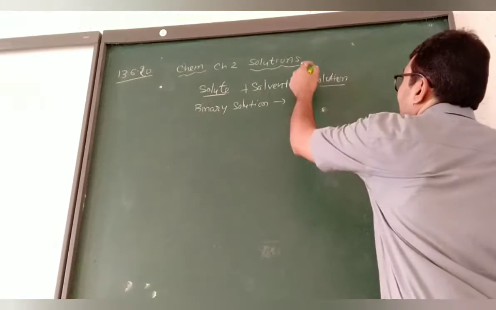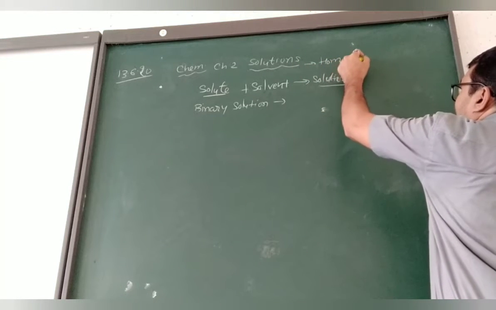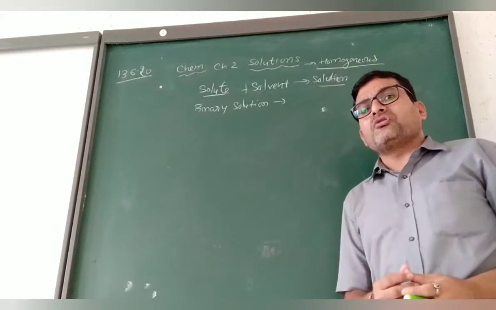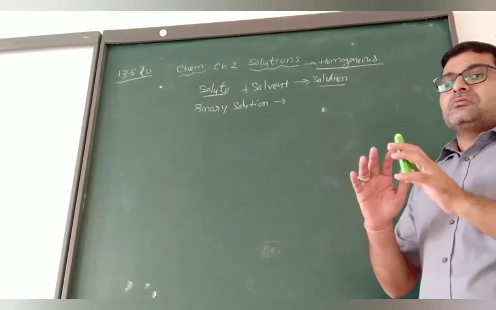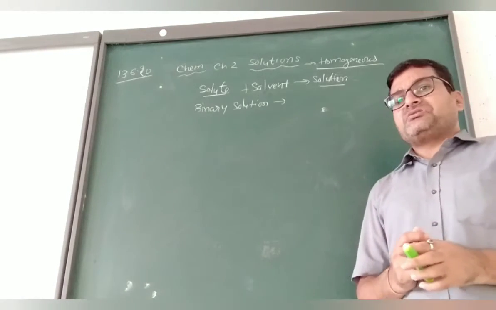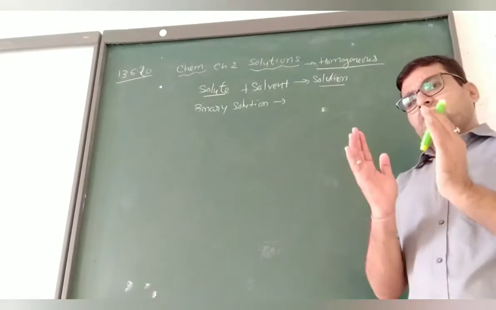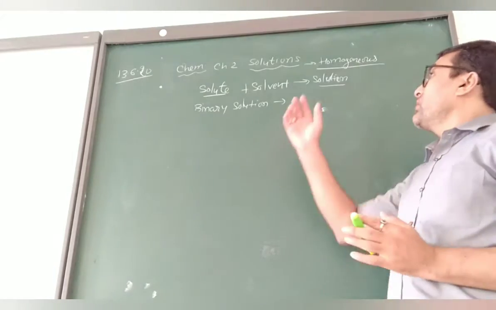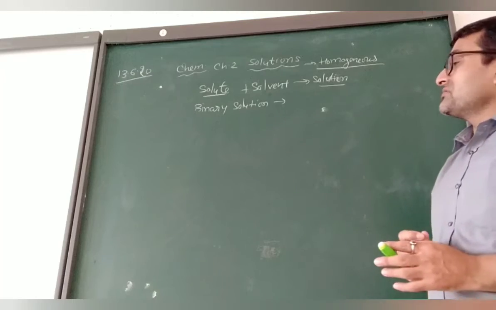Solutions, as we said, are homogeneous mixtures of two or more components. Homogeneous means they have uniform composition. Throughout the bulk, their composition is constant. Every sample has the same properties. We call it a homogeneous mixture of two or more components.